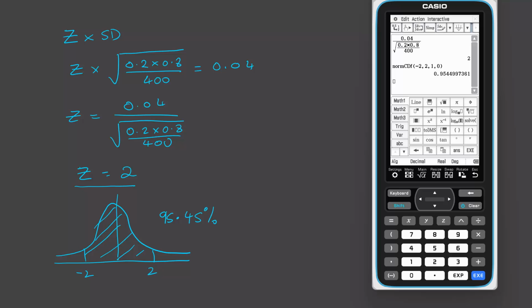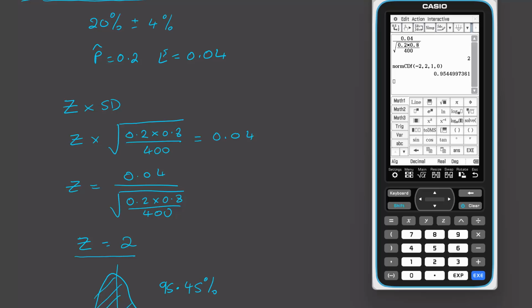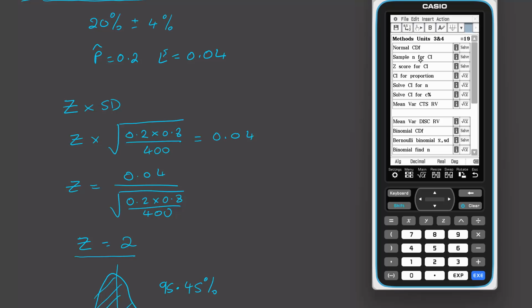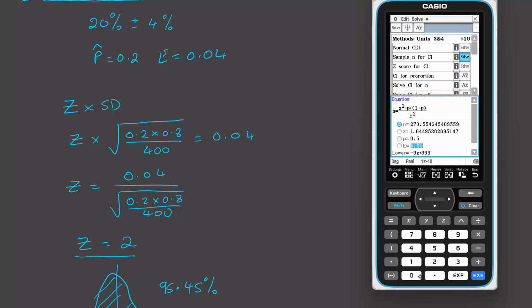Okay, let's look at another way of doing the same thing. So let's go to our E activity. Now we can go to the sample N. We know that E is 0.04. We know the P is 0.2. We don't know the Z score, but we know that there were 400 students. So we have to make sure the Z is like that. And then you get Z is 2.